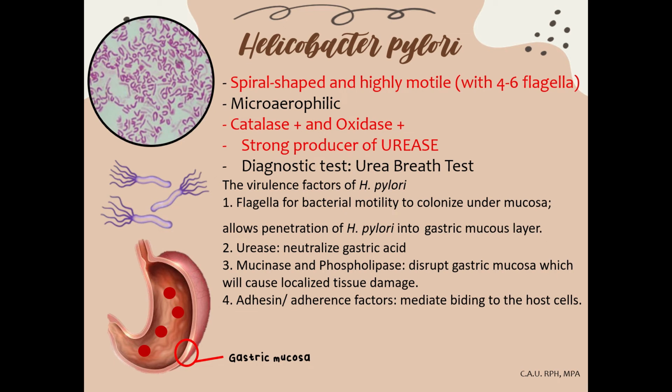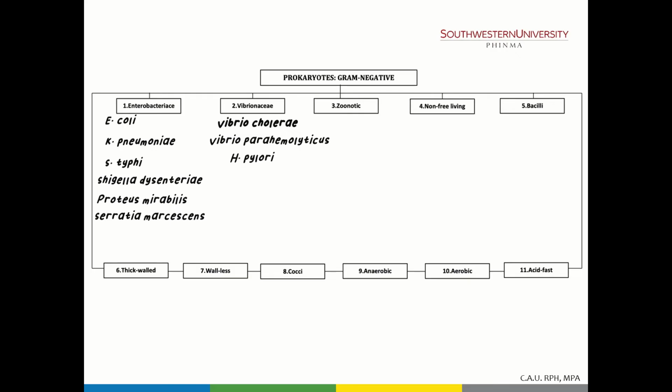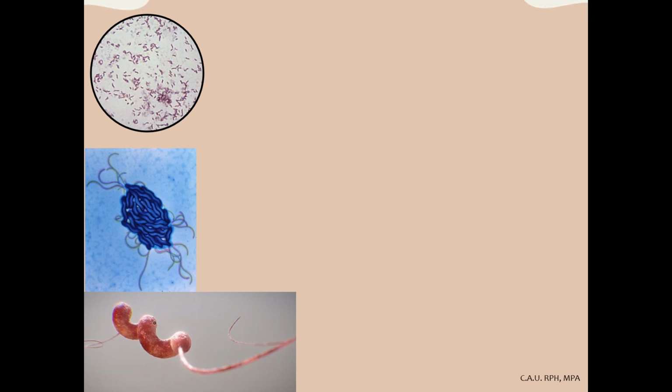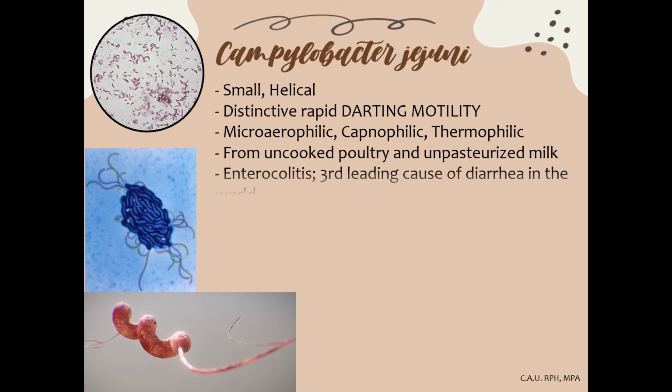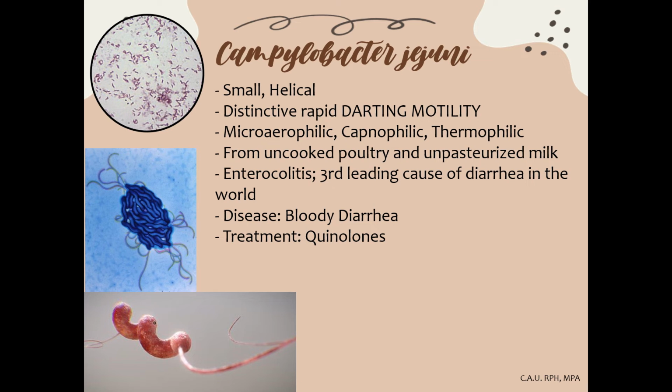So this is basically because of too much acid inside our stomach, leaving a wound in the stomach, and thus it's called an ulcer. The last example in this group is Campylobacter jejuni. Campylobacter jejuni has an amphitrichous flagella. It can be acquired by eating uncooked poultry and unpasteurized milk.